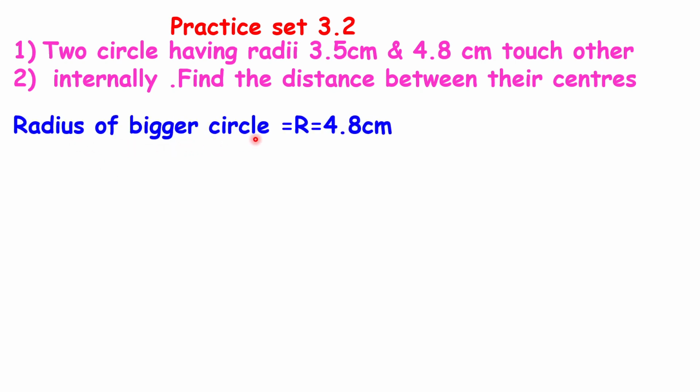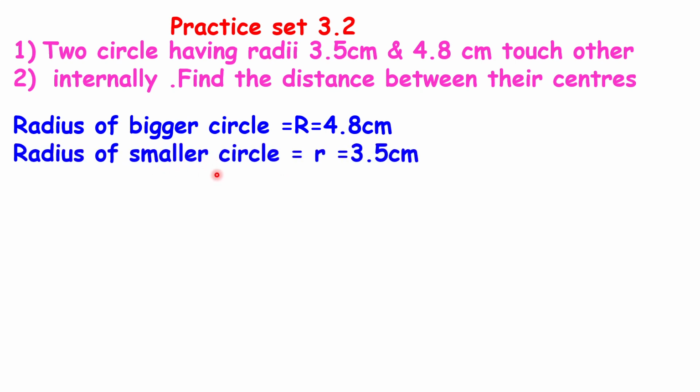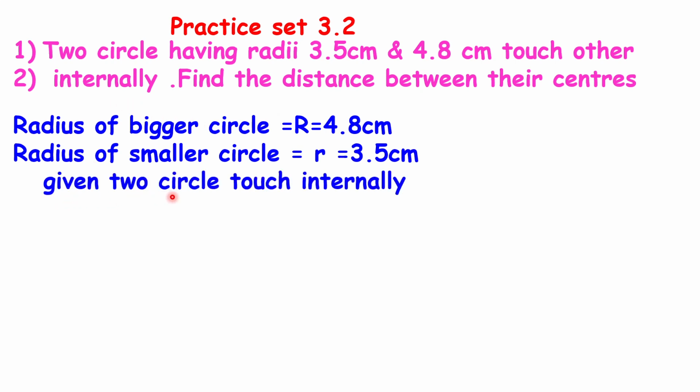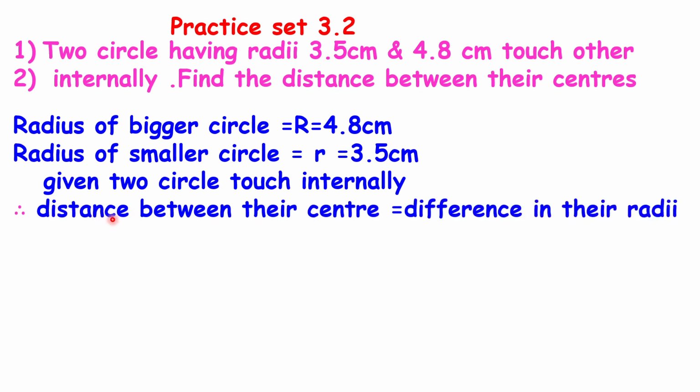The radius of the bigger circle, capital R, is equal to 4.8 cm and the radius of the smaller circle, small r, is equal to 3.5 cm. What is the condition? These two circles touch internally. Then we know that, given two circles touch internally, the distance between their centers is equal to the difference of their radii. That means the radius of the bigger circle minus the radius of the smaller circle, that means capital R minus small r.